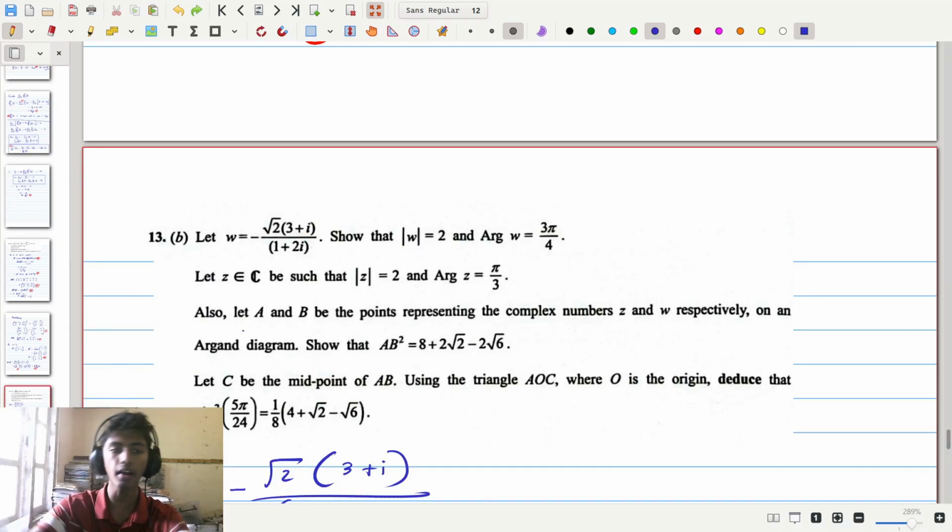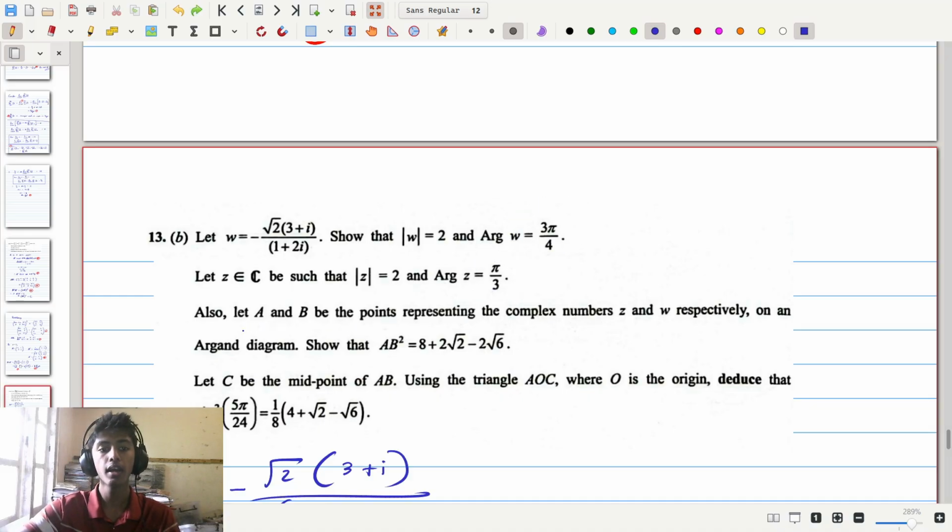Now for the second part, it says that we have to let another number z, which is an element of the complex numbers, be such that the modulus of z is also equal to 2. So that means that this value z has the exact same size as w. Both of them have modulus 2. But the arg value of z is not equal to 3 pi by 4, rather it's equal to pi by 3, or 60 degrees. So we have 135 degrees here and 60 degrees here.